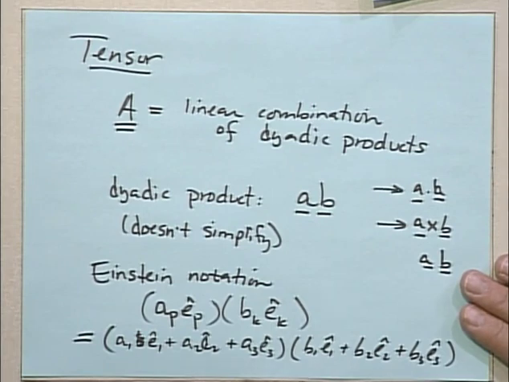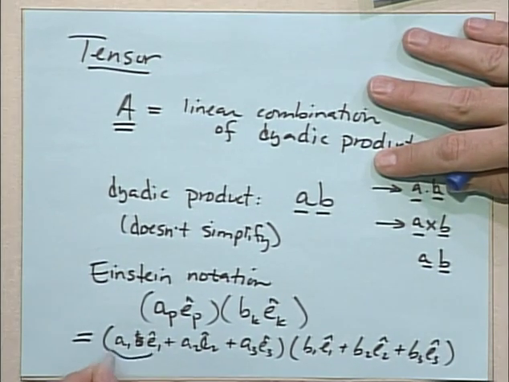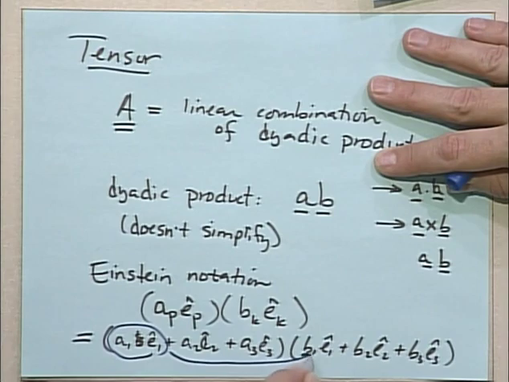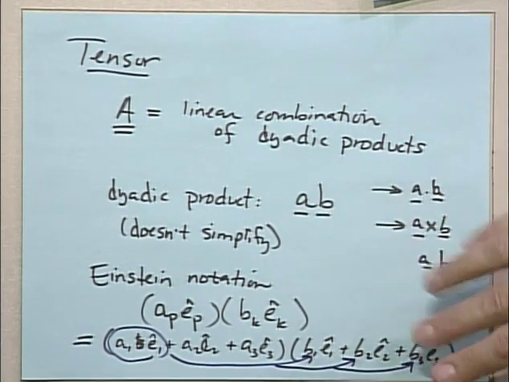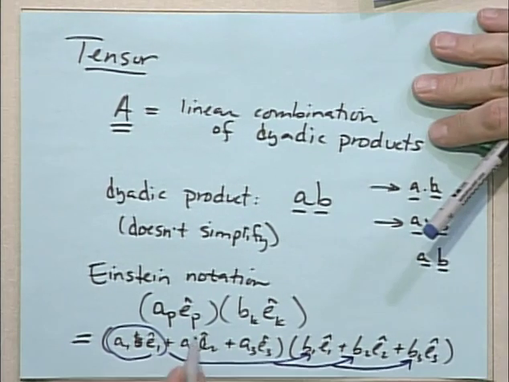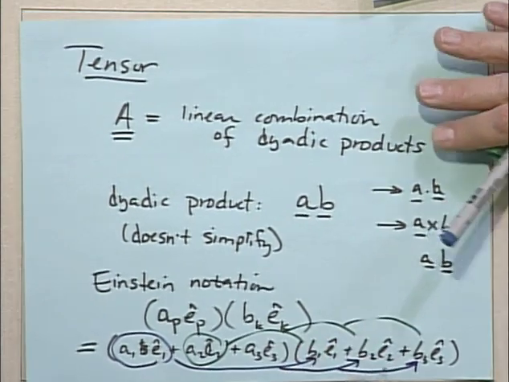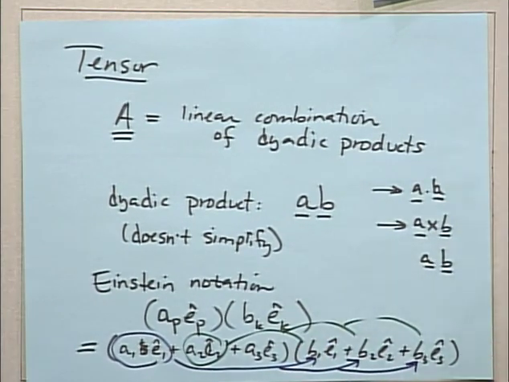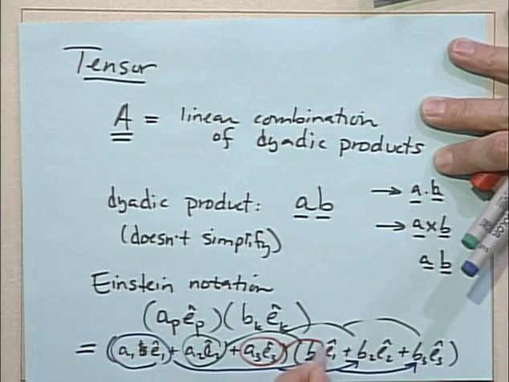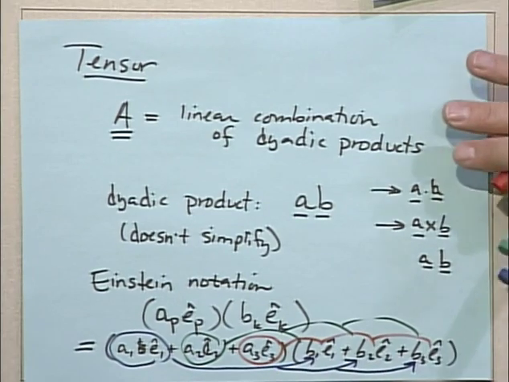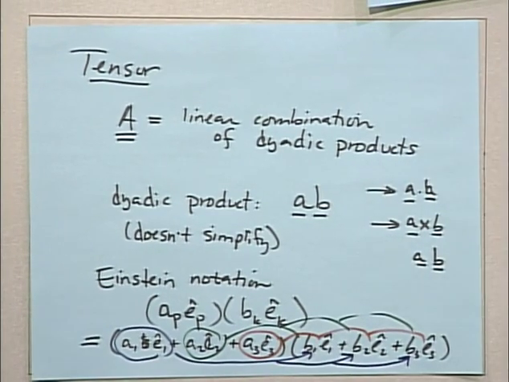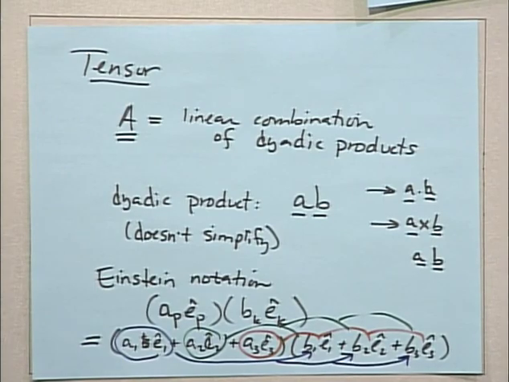We can expand this by doing the distributive law. So for instance, this A1 e1 can be next to this one, then next to this one, next to this one. A2 e2 distributes, distributes, distributes. A3 e3 likewise. And we're going to get 9 terms.